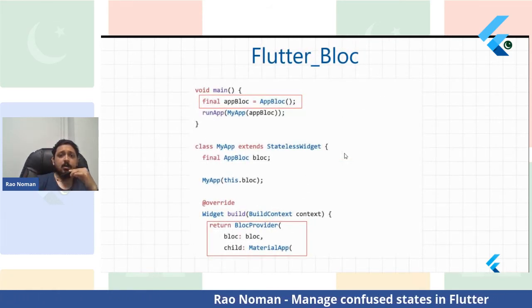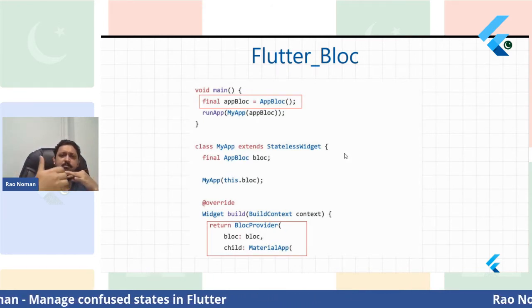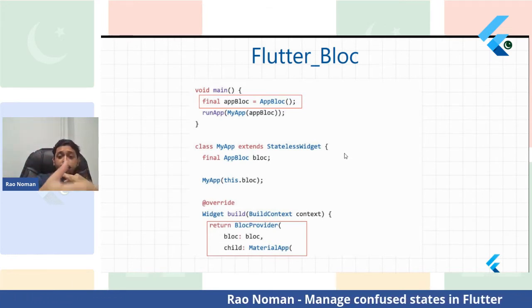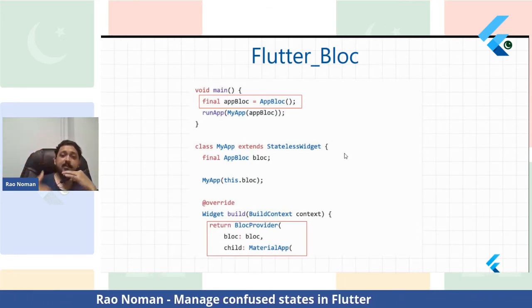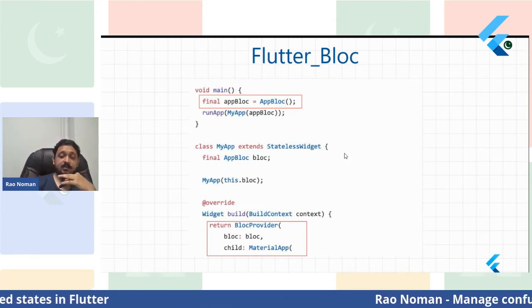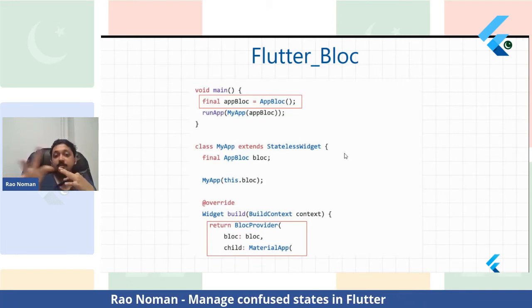So when you go to the main app, you create an app bloc and make it run app, and provide the initial bloc. In the initial bloc, you will wrap up your material app in the bloc provider. Basically the bloc provider tells us with which bloc your app will listen to the bloc model.